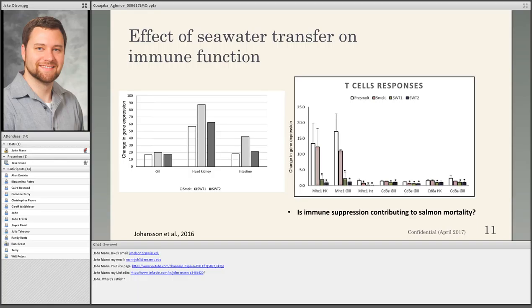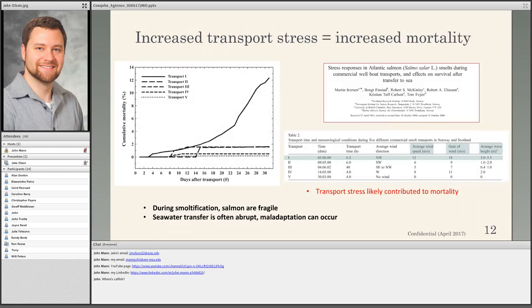SWT2 is 3 weeks after the transfer. And so this figure on the left is a little misleading. They're showing global changes in gene expression, the major differentially expressed genes in head, kidney, and intestine. But really, if you dive into the data, what they show is that there is an overwhelming immune suppression occurring at several stages during the smoltification process itself and after the seawater transfer. And a lot of these changes correspond to antigen presentation and inflammatory function. And so we found this very interesting to start to dive into a little bit for us.